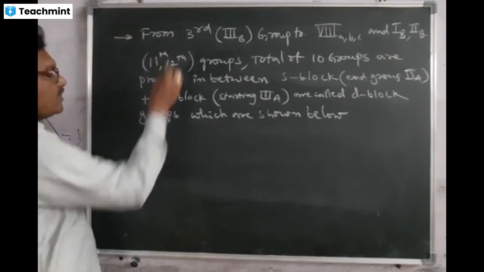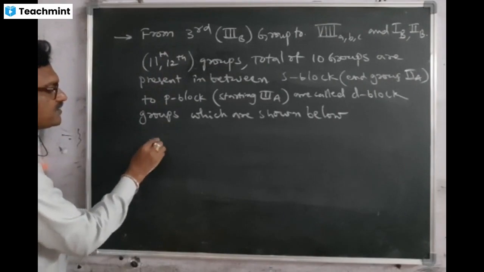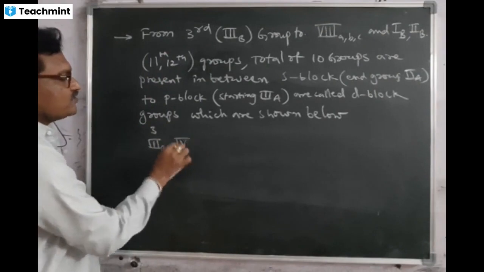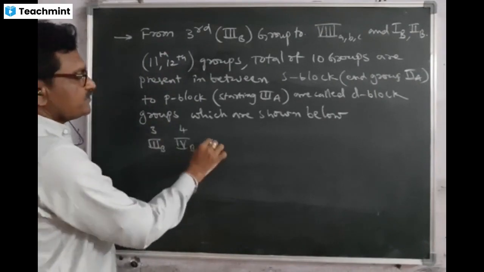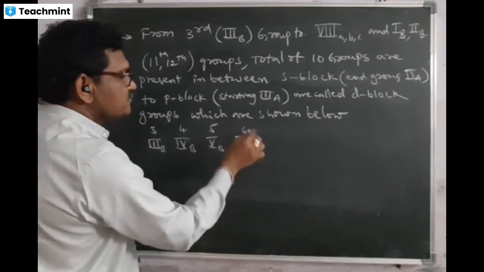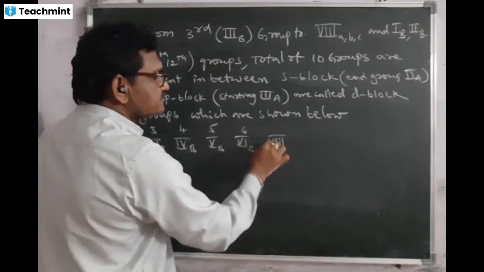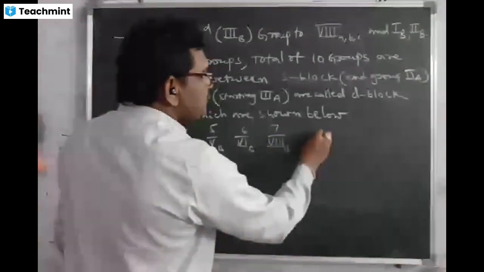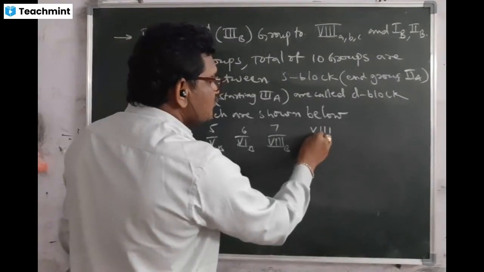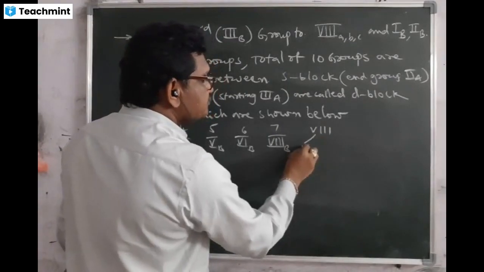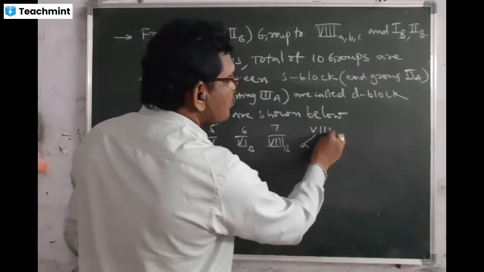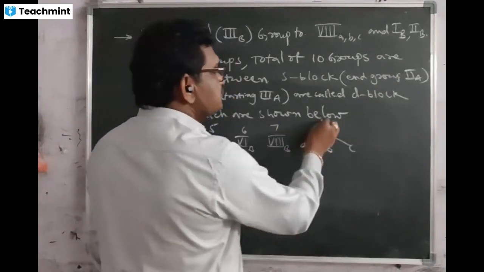See, it started from third B. This is also called the third group. Then fourth B, fourth group. Fifth B, fifth group. Sixth B, sixth group. Seventh B, seventh group. Then the eighth group is divided in a different manner. The eighth group is divided into 8A, 8B, and 8C. This is called the eighth group.